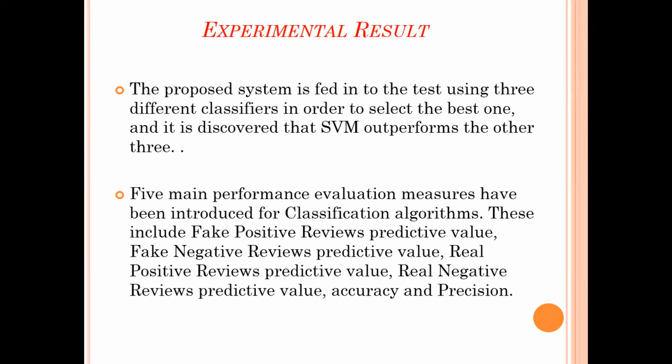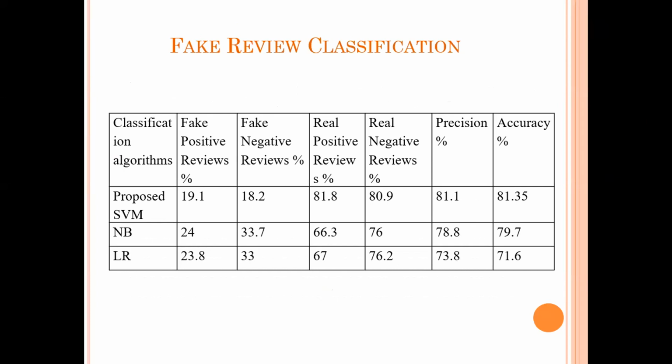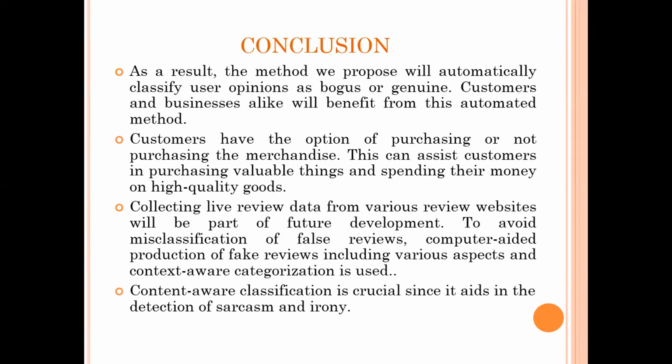5 main performance evaluation methods have been introduced for classification. That is fake positive reviews, fake negative reviews, real positive reviews, real negative reviews, precision and accuracy. Compared to the existing methodology, the proposed SVM achieves a better result. Conclusion: customers have the option of purchasing or not purchasing the merchandise. This can assist customers in purchasing valuable things and spending their money on high quality goods. Collecting live review data from various review websites will be part of future development.